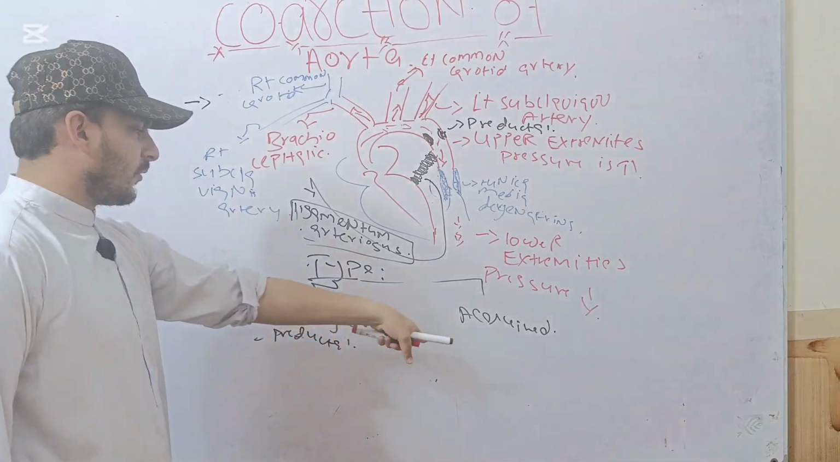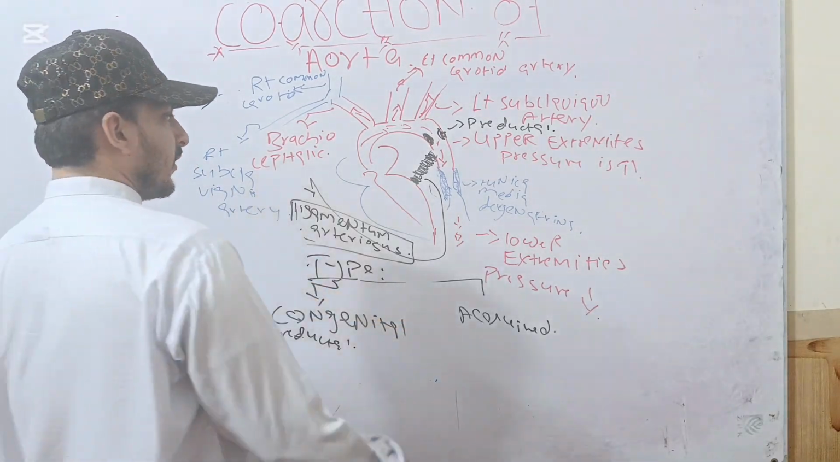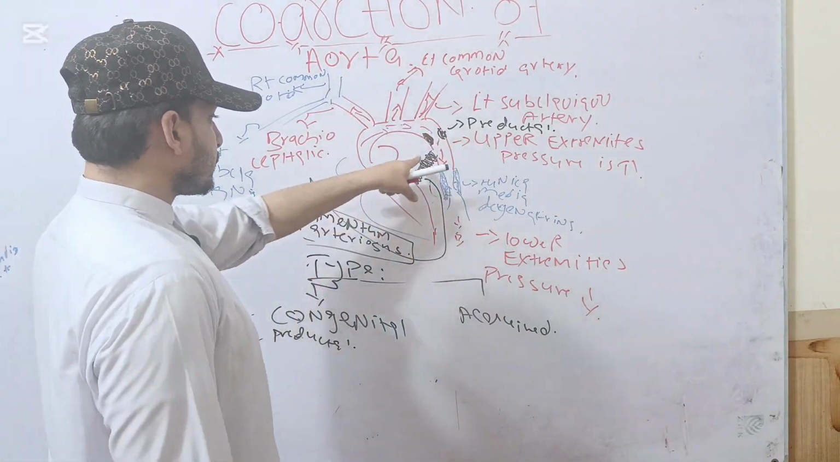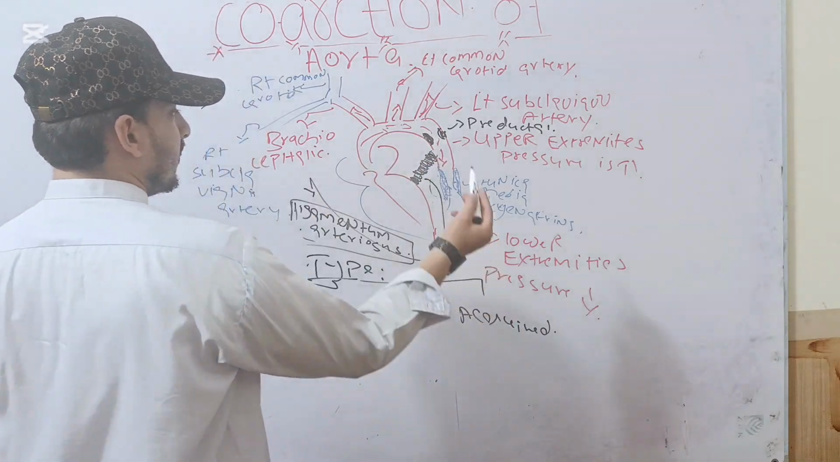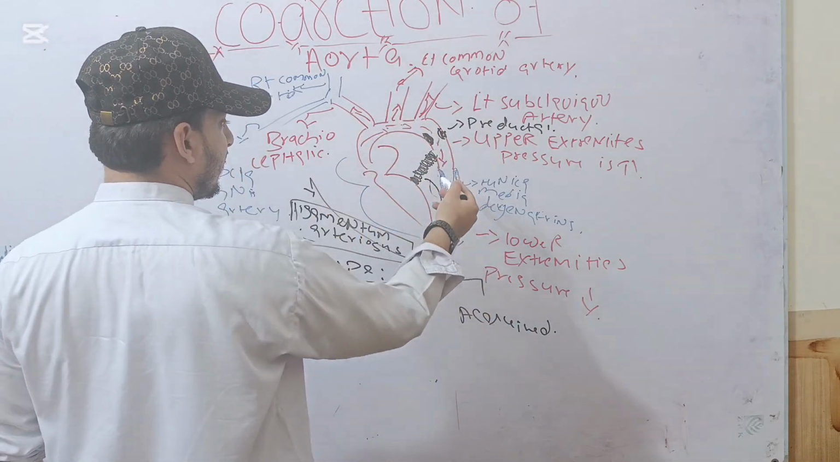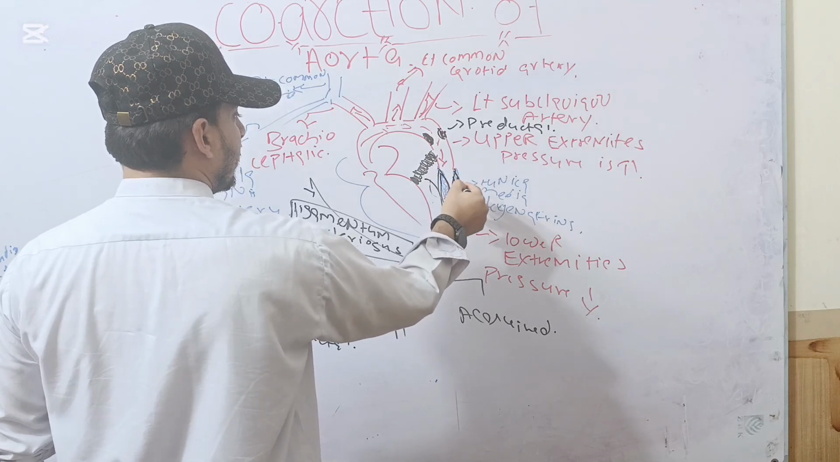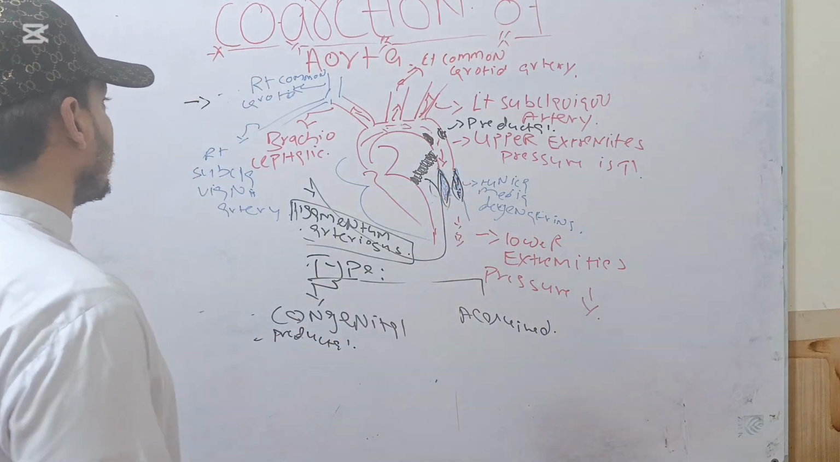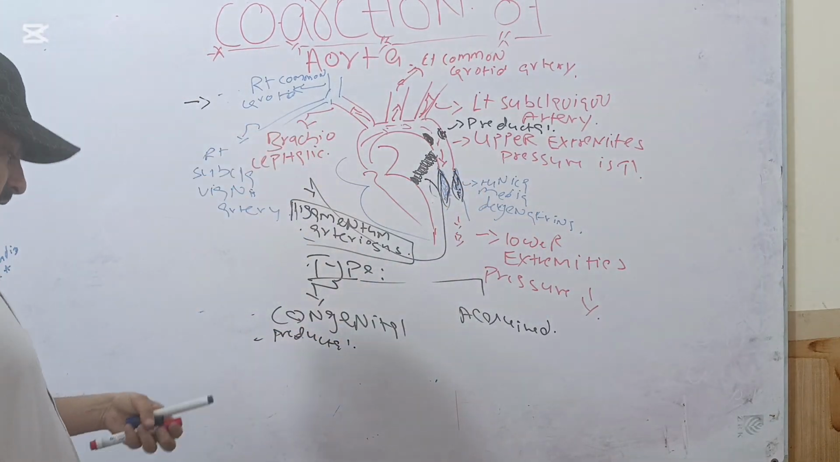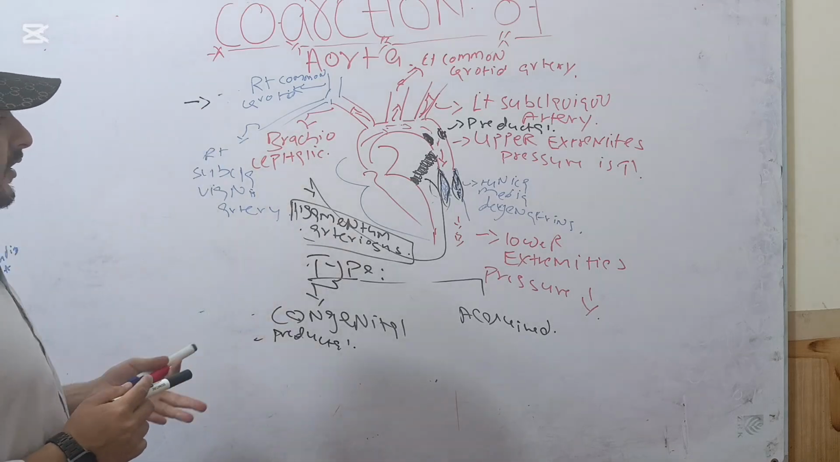What is the acquired cause? If you are born with a normal aorta, and after that, for some reason, coarctation of aorta happens, we call it acquired. So this is the coarctation of aorta.